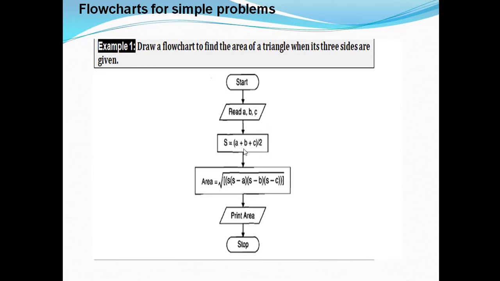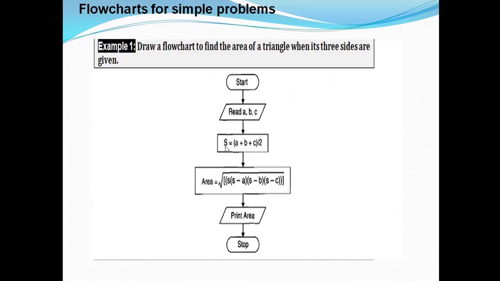S is equal to (A plus B plus C) by 2. We are processing, or calculating, the S value. So the first step, it starts the flowchart. It reads the values, that is, the sides of a triangle. A triangle will have three sides. We are reading the values of three sides A, B, C. A is one side, B is the second side, and C is the third side.